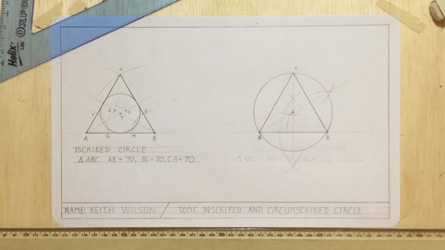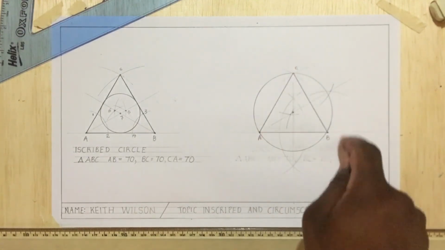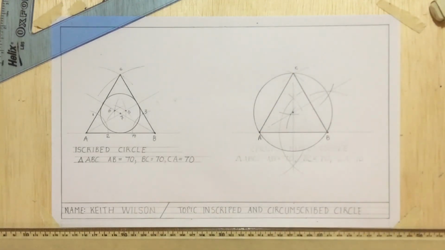So let's recap. An inscribed circle within an object is a circle that is touching all sides of the object, while a circumscribed circle to an object is a circle that is touching all the vertices or the edges of that shape.